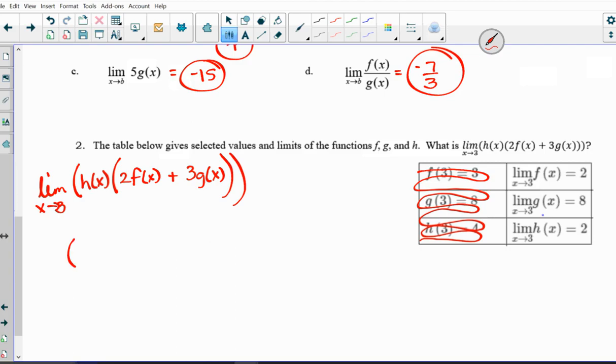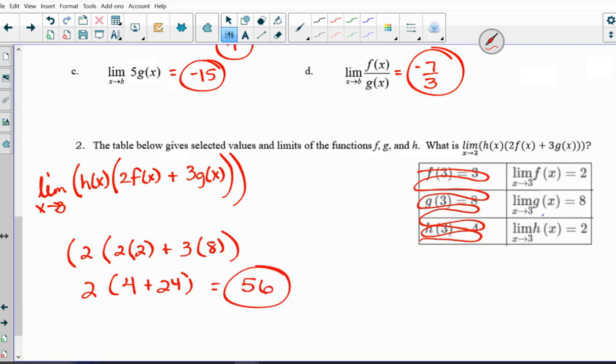You evaluate them all individually, guys. Limit as x approaches 3 for h of x is 2. 2 times the limit of f of x as x approaches 3, another 2. 3 times the limit for g of x was 8. Then it's just PEMDAS, order of operations. So you have 2 times 4 plus 24. All right. Questions, guys?